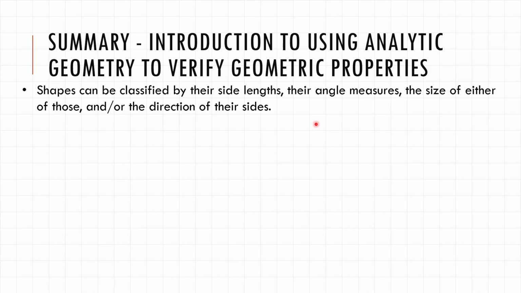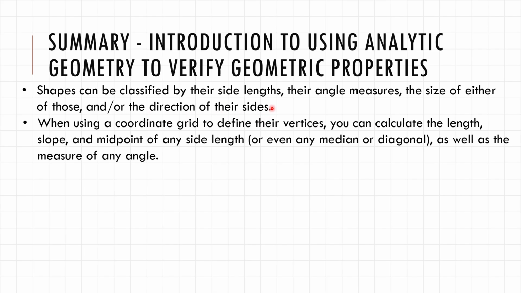So that was quite the introduction there. In this, I hope you realize that we can take a shape and classify it by all sorts of different things, by its side lengths, by its angle measures, by the size of either of those, and the direction of those sides. If we were to put these shapes on a coordinate grid to define their vertices, then you can actually connect those vertices to draw a shape. And using that, you can calculate the length of any side, the slope of any side, the midpoint of any side, or even instead of looking at any side length, we can even look for the length, slope, and midpoint of the medians or the diagonals of that shape.